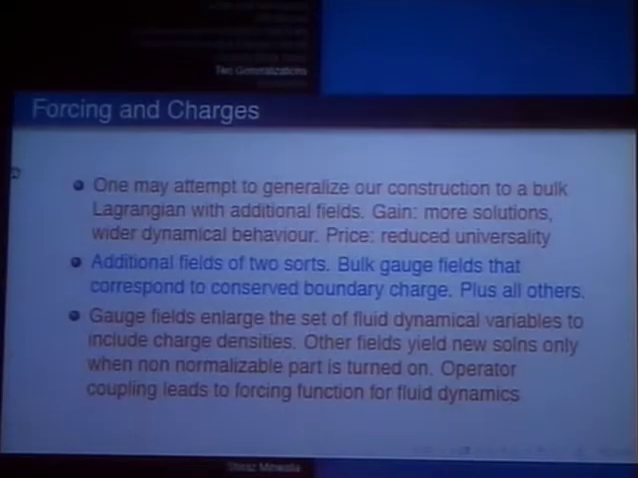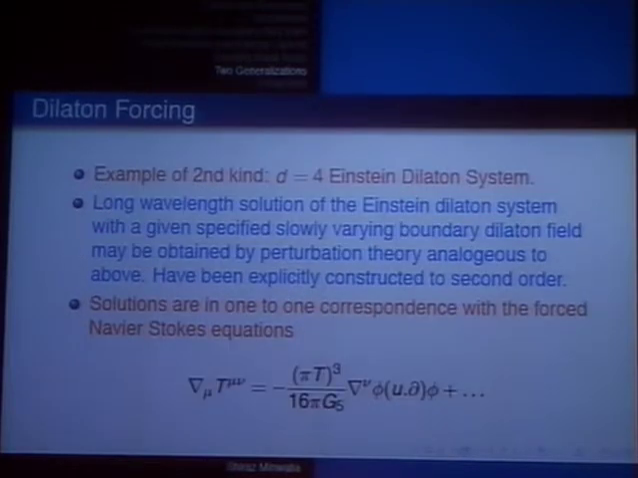On the other hand, if you add the other kinds of fields, you don't enlarge the variables of fluid dynamics, you just change the equations for fluid dynamics. These equations get forced. So let's see. The example of the second kind of field not corresponding to a conserved charge is the dilaton.